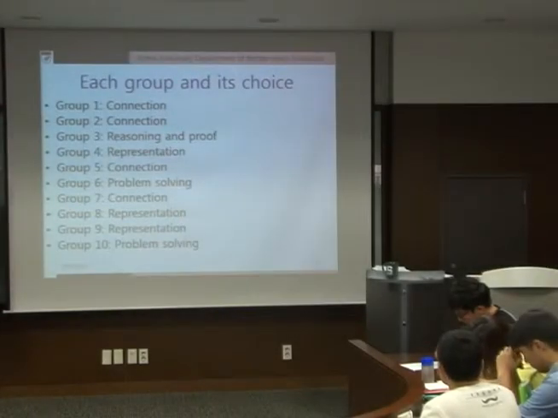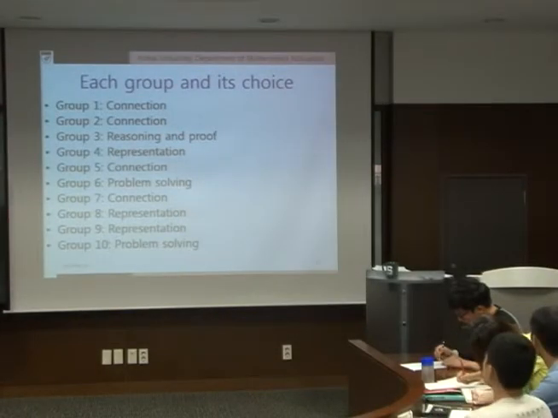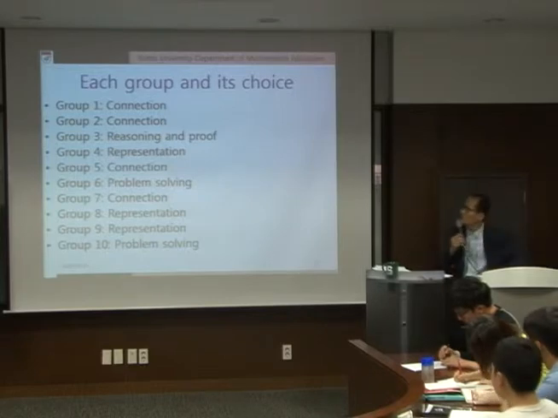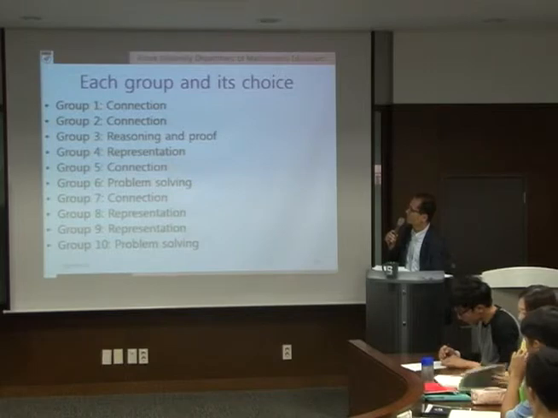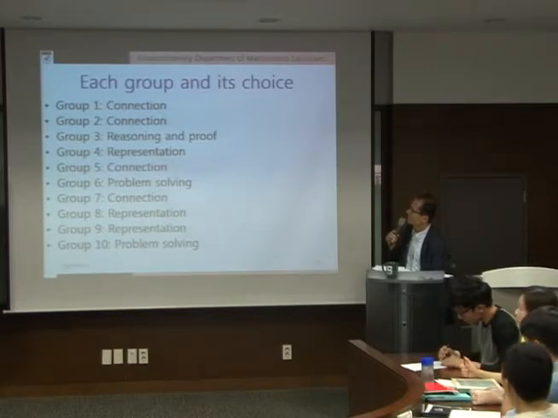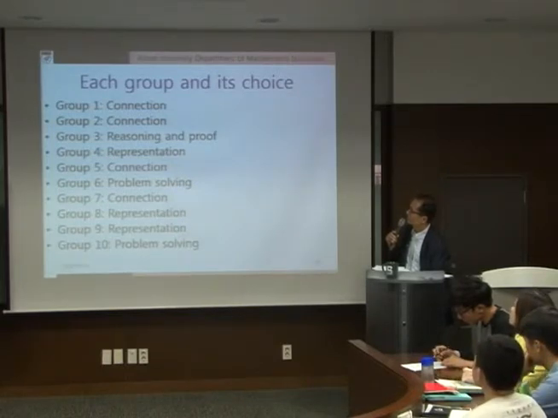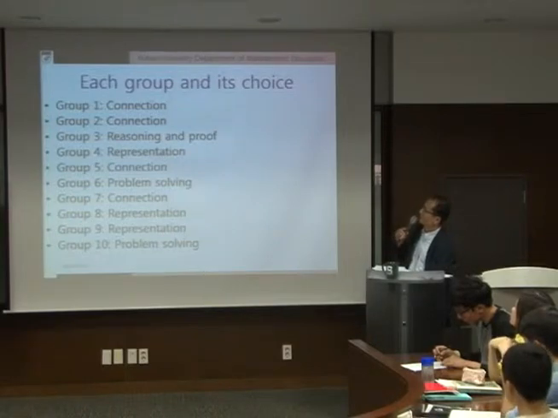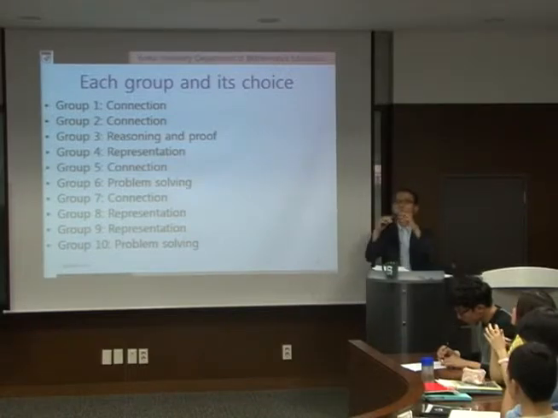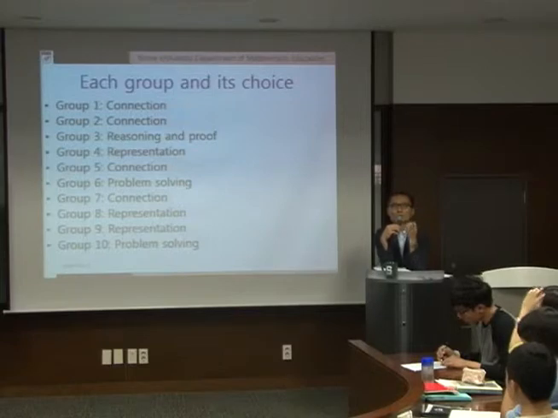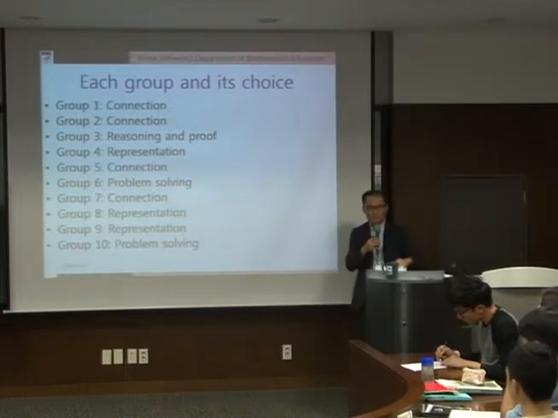So you worked on 5 different kinds of process. As you can see, there are 4 connection, 2 problem solving, 3 representation, and 1 reasoning and proof, right? So based on the 4 process, I'm going to review all of the content maybe next week. So anyway, I'm going to take a look carefully.